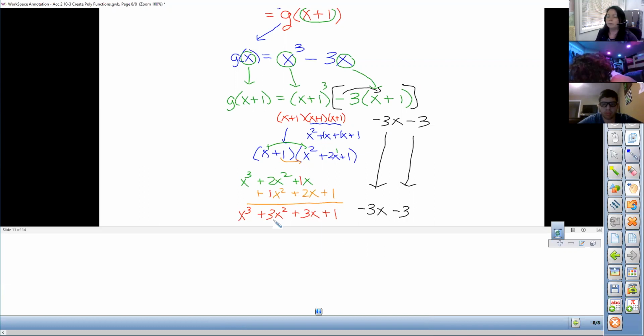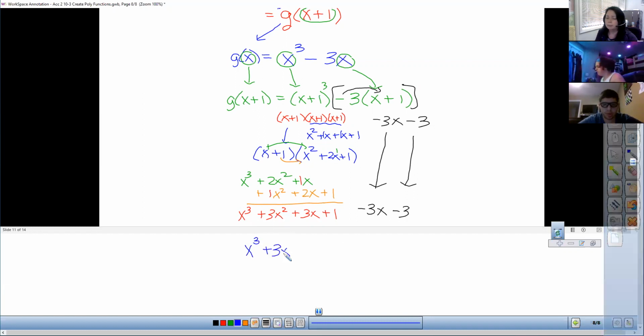I'm getting close now. So my like terms, I have my x cubed, no other like terms. My plus 3x squared, no other like terms. Then I have a plus 3x and a negative 3x. So remember, a positive 3 plus a negative 3 is 0. That means I don't have any x's, because anything times 0 is 0. So that's gone. And then I have a positive 1 plus a negative 3, which does give me a negative 2 as my third term. So now, am I done?